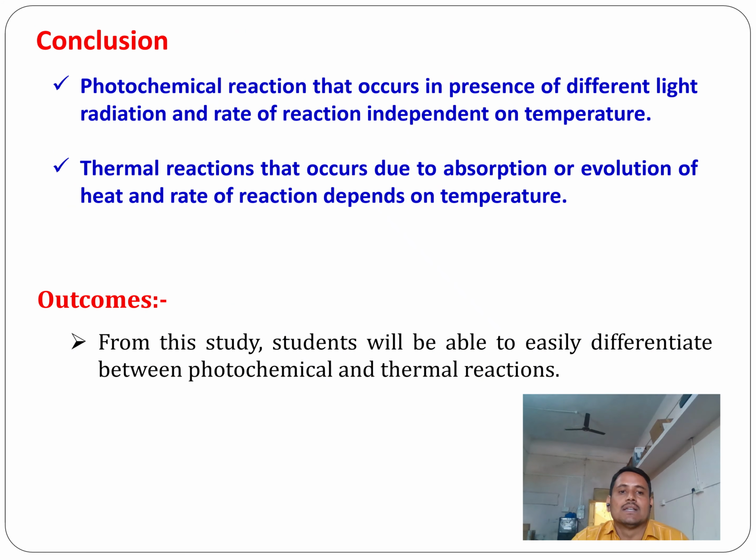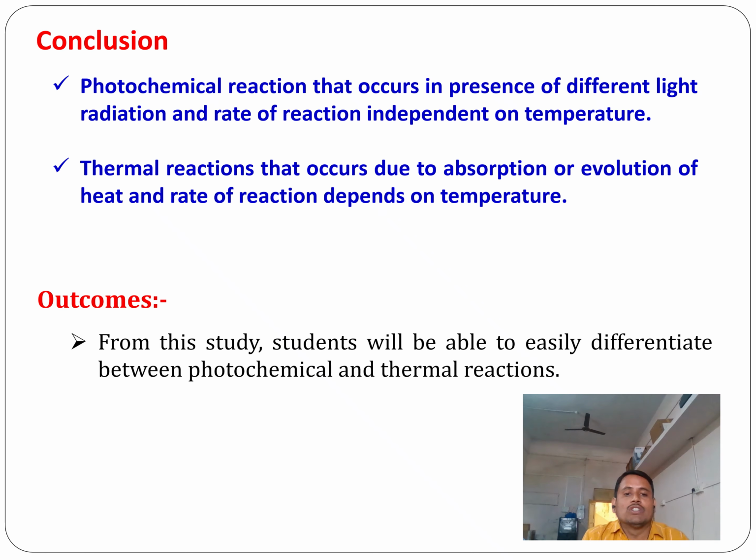So finally, we conclude: what is a photochemical reaction? A photochemical reaction happens in the presence of different light sources, such as alpha, beta, gamma, or other energy radiations, and its rate is independent of temperature. A thermal reaction occurs due to the absorption and evolution of heat, and its rate normally depends on temperature. If the temperature increases, the rate of reaction doubles or triples.